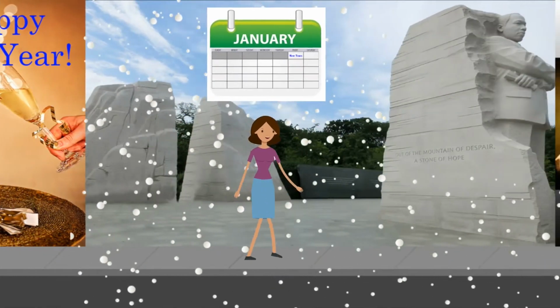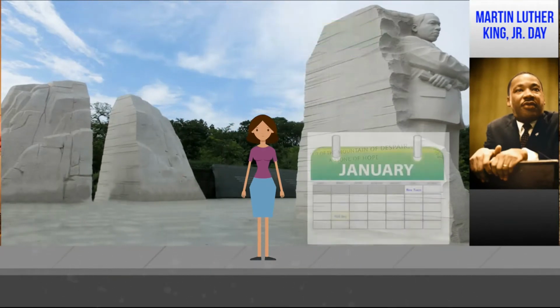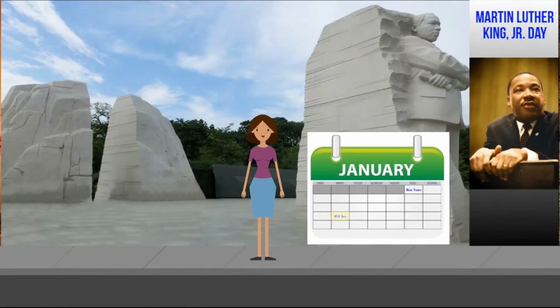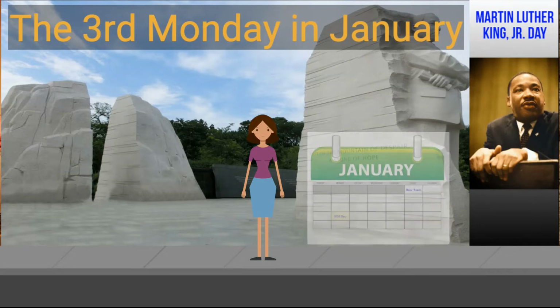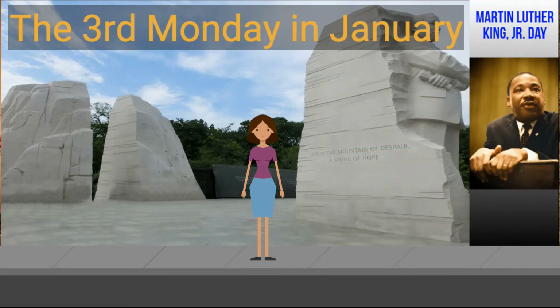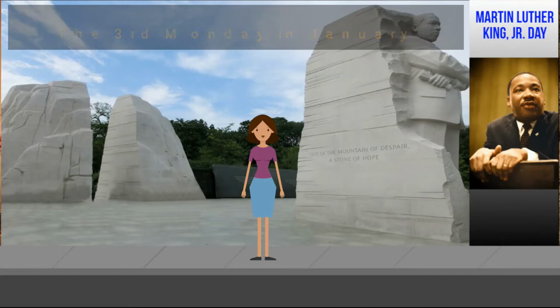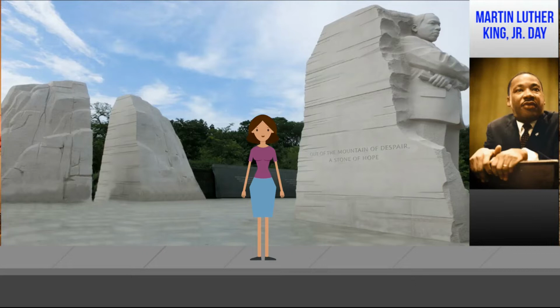In 1983, Congress passed legislation designating the third Monday in January as Martin Luther King Jr. Day. The date was chosen based on the third Monday being on, or close to, Dr. King's birthday of January 15th.